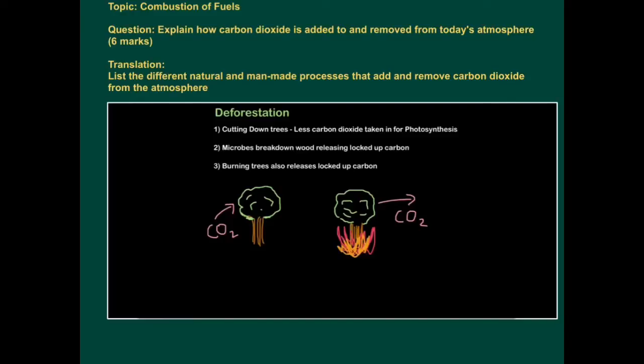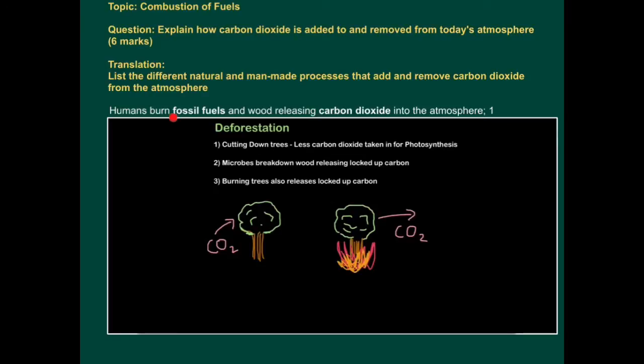This exam application tutorial is on the topic of combustion of fuels. The question for 6 marks: explain how carbon dioxide is added to and removed from today's atmosphere. What this question is asking you to do is list the different natural and man-made processes that add and remove carbon dioxide from the atmosphere.